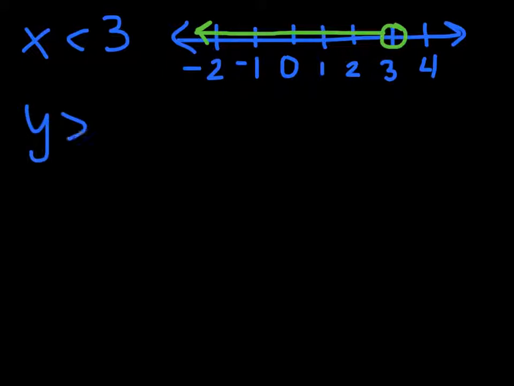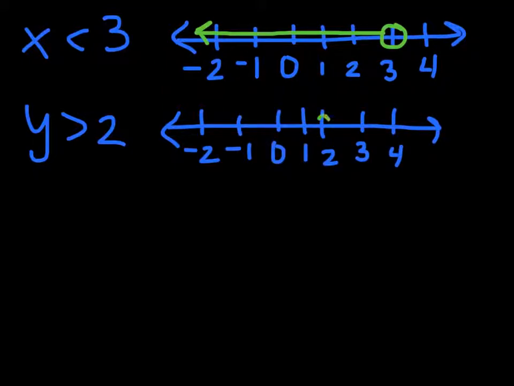Let's look at another. y is greater than 2. So y is equal to all numbers larger than 2. We would graph this by drawing an open circle over 2 and drawing an arrow to the right. Because again, recall, if y is greater than 2, it cannot be equal to 2. It can be equal to 2.0000001, but it cannot be equal to 2 itself. So we have an open circle to demonstrate that 2 is not included.